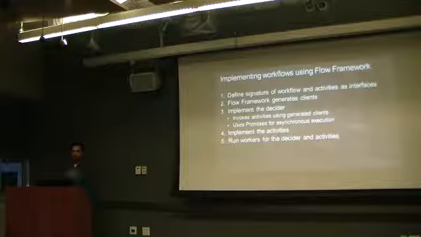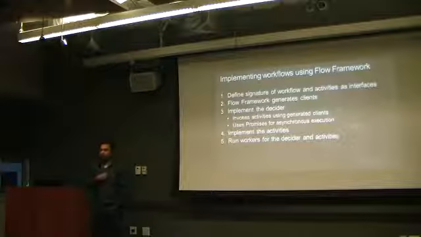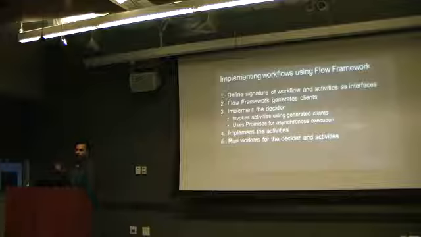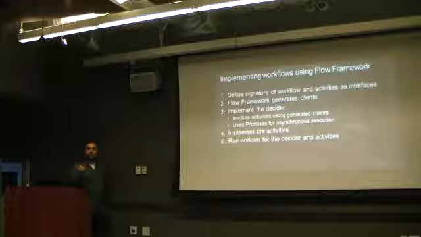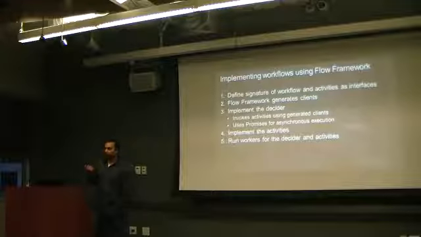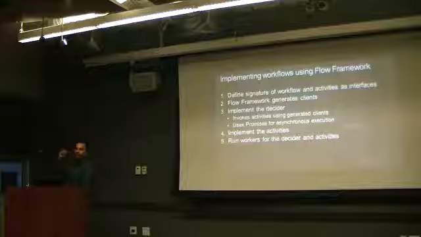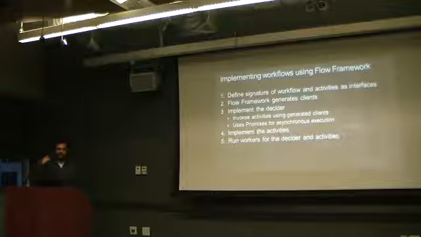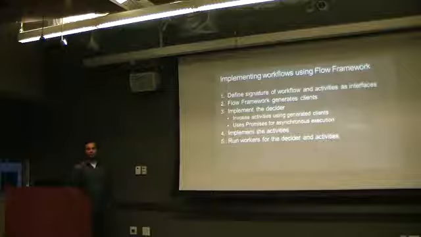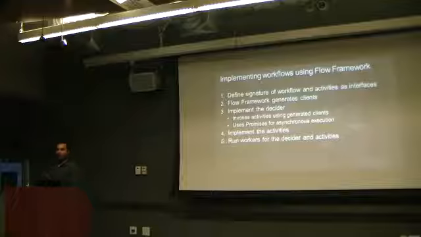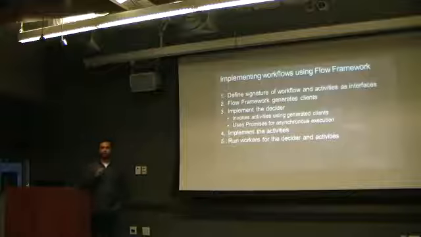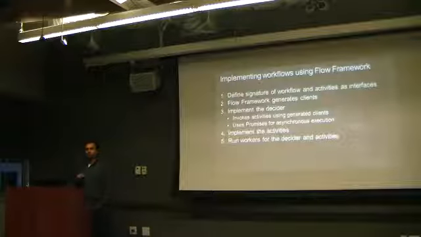So what does it mean to implement a workflow using Flow framework? Here are roughly the steps that you need to follow. The first thing you do is define the signature of your workflow and activities, and that's done in the shape of an interface. You define an interface which represents a workflow, with a method which is the entry point of the workflow. You define an interface or multiple interfaces where each method is an activity. Based on your interface, Flow framework will generate clients for you because these activities will be invoked remotely. We will generate a client that creates a task through Simple Workflow to be scheduled on the activity.